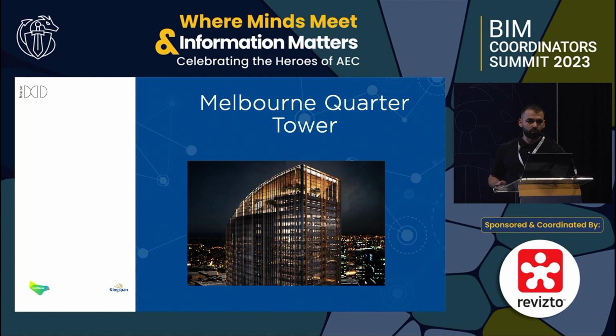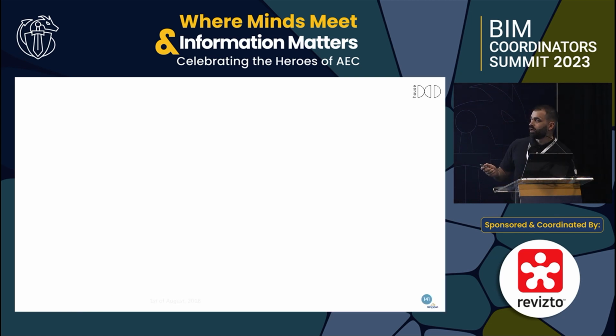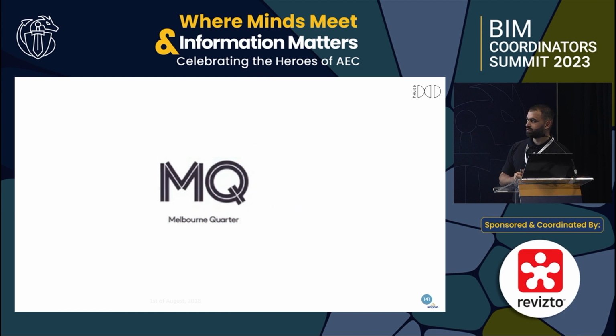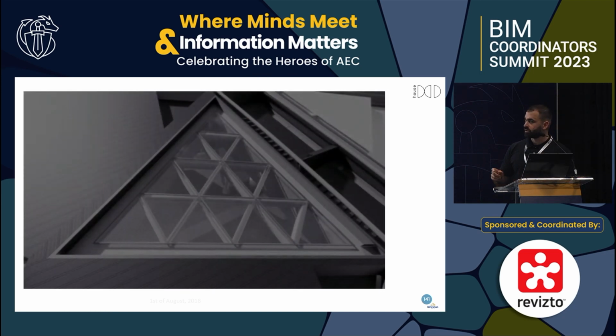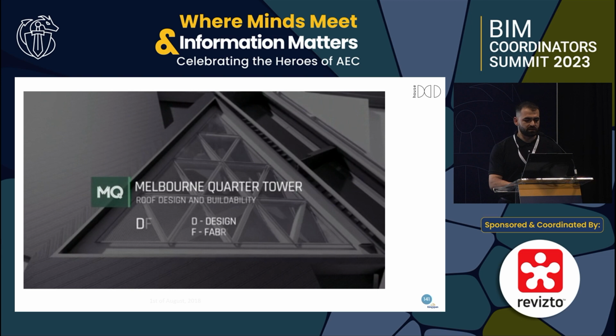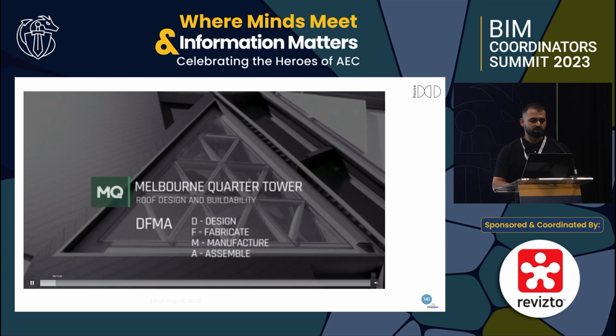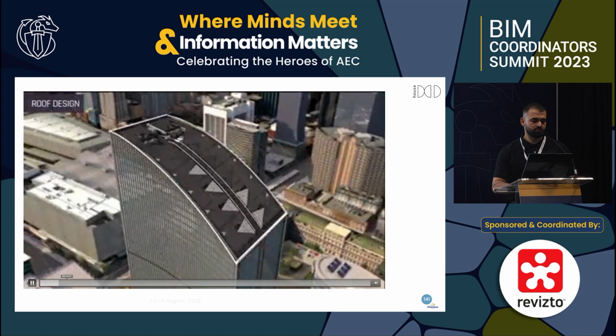I'll start by talking about one of our recent projects as an example for DFMA, which is a project in Australia in the city of Melbourne. This is Melbourne Quarter Tower, which we did in collaboration with Lendlease and Kingspan. And this project was actually specified to be delivered through DFMA. This is a quick video showcasing how the DFMA was planned to be delivered. So I'll try to skip through it very quickly, as it's going to take some time. But this is the DFMA definition.